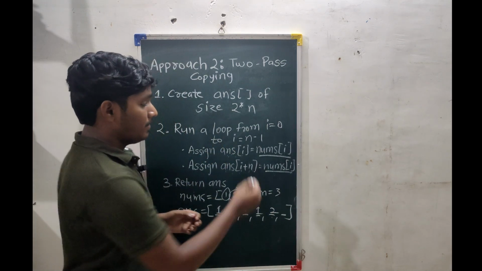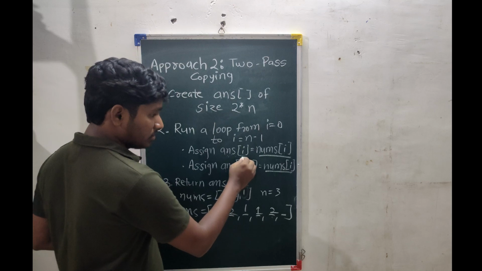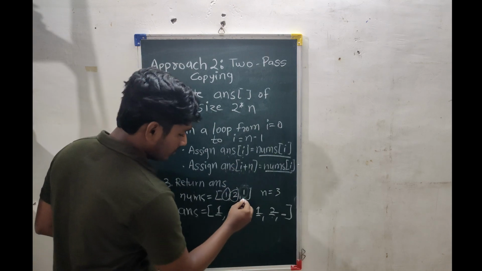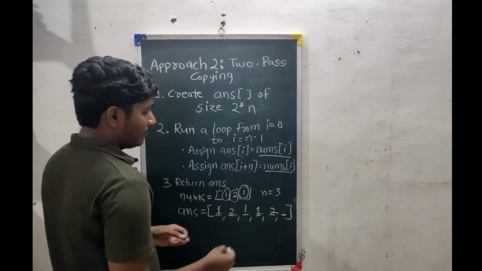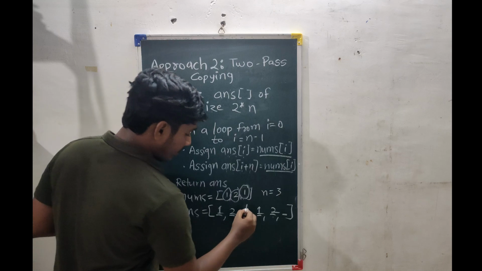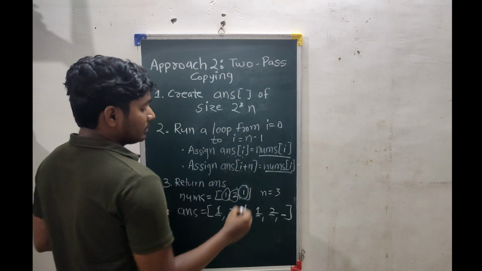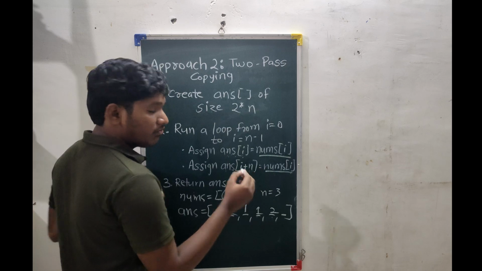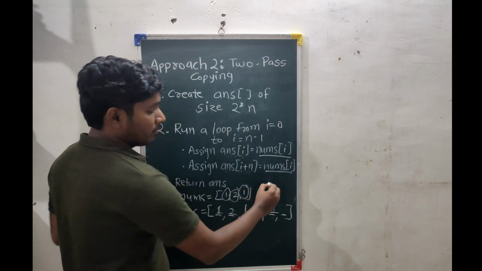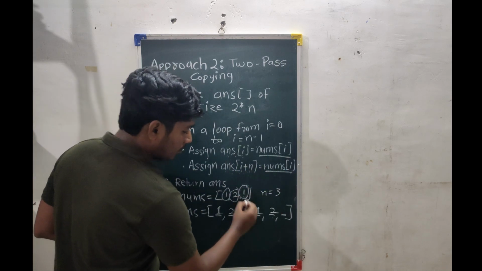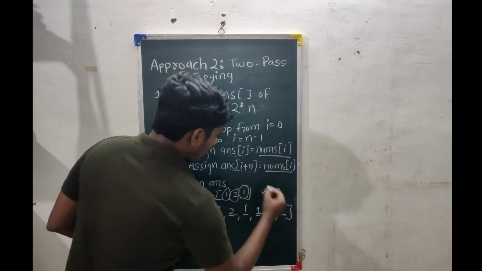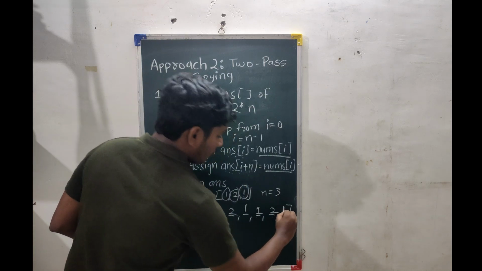And in next step i becomes 2, and answers of 2 is equal to nums of 2, and nums of 2 is equal to 1. That means answers of 2 becomes 1, and answers of 2 plus n, that means 2 plus 3, is 5. Answers of 5 is equal to nums of 2, and nums of 2 is equal to 1. That means answers of 5 is equal to 1.